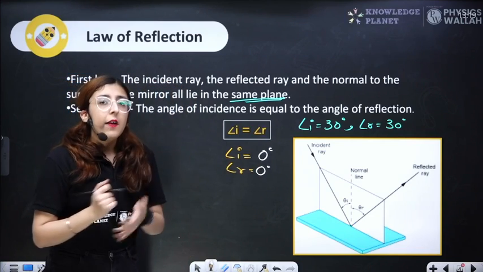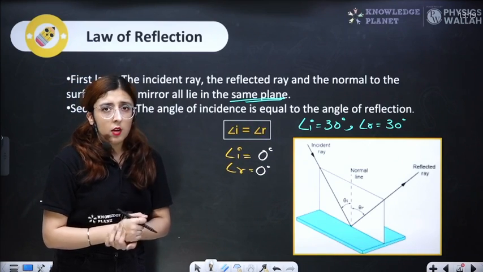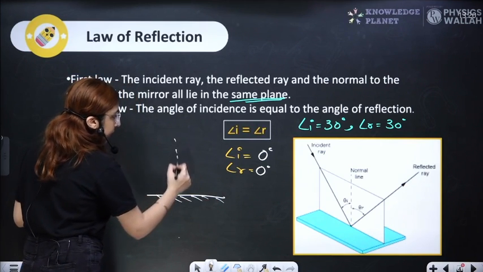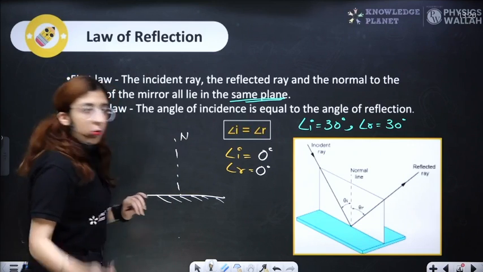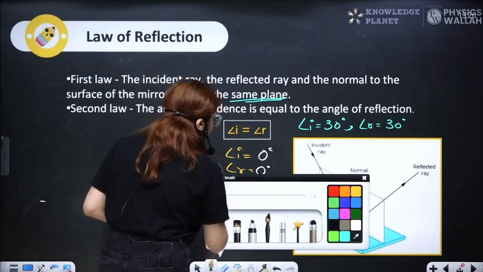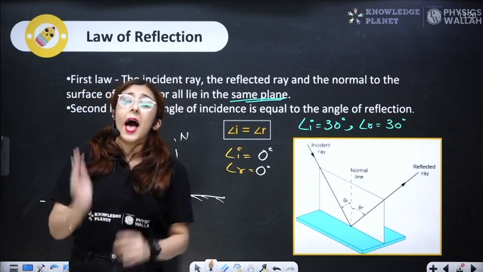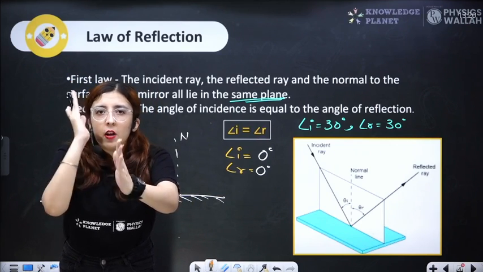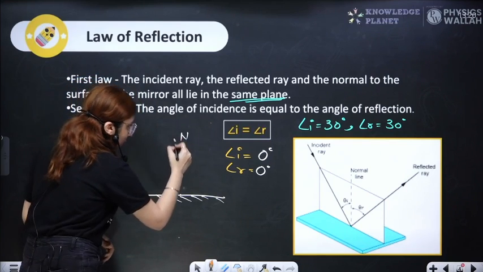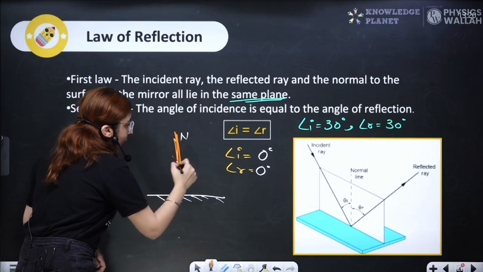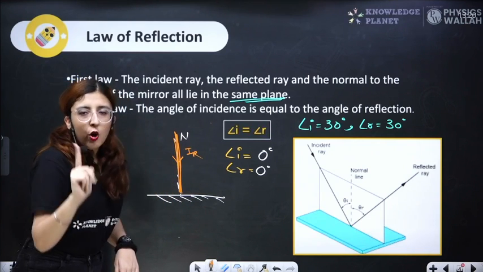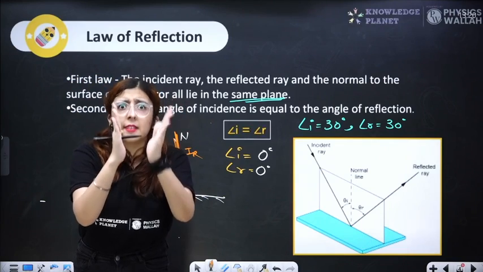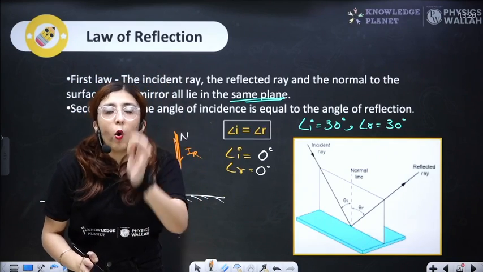Now, if I ask you what the glancing angle of incidence is, first of all, how will the diagram look? Let's see. This is my surface and this is my normal. I'm drawing it freehand. If the angle of incidence is 0, that means the angle between the incident ray and the normal is 0, so my incident ray will lie on the normal. This is my incident ray. Now, angle of reflection 0 means the angle between the reflected ray and the normal is 0, so the reflected ray is also lying on my normal.